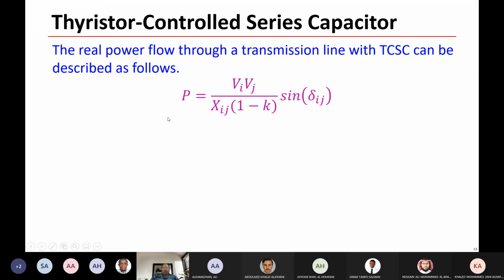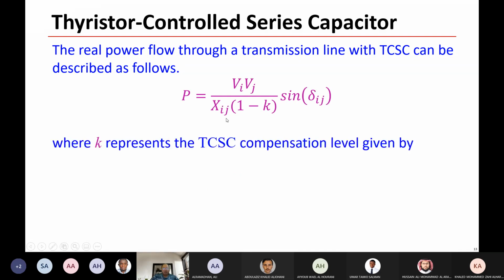The real power through the transmission line, for series compensation, you have the reactance of the line, and you multiply it by a factor, and this K represents the compensation level of the series capacitor. This could be, for example, 0.5. So you have 0.5 or 50% compensation coming from the capacitor. So you have this power.